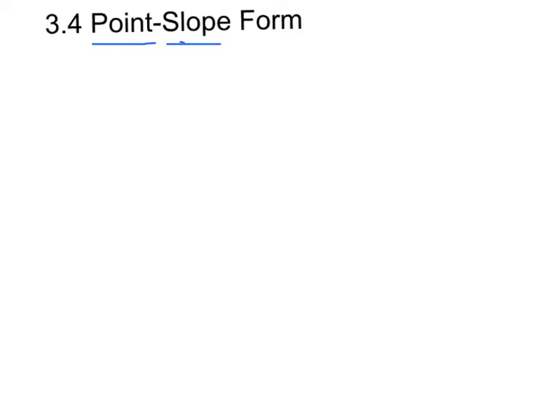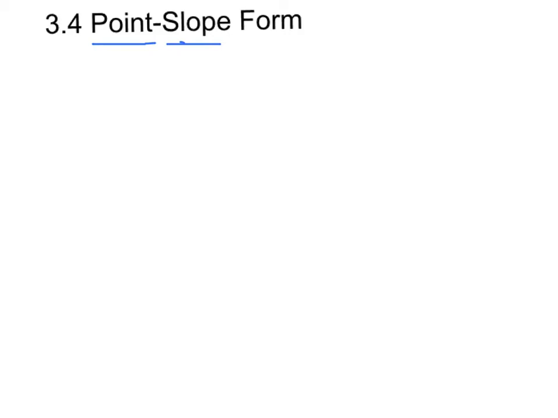Look under the essential understanding. You can use the slope of a line and any point on the line to write and graph an equation of the line. Any two equations for the same line are equivalent. So there's your key concept. Look over your key concept.